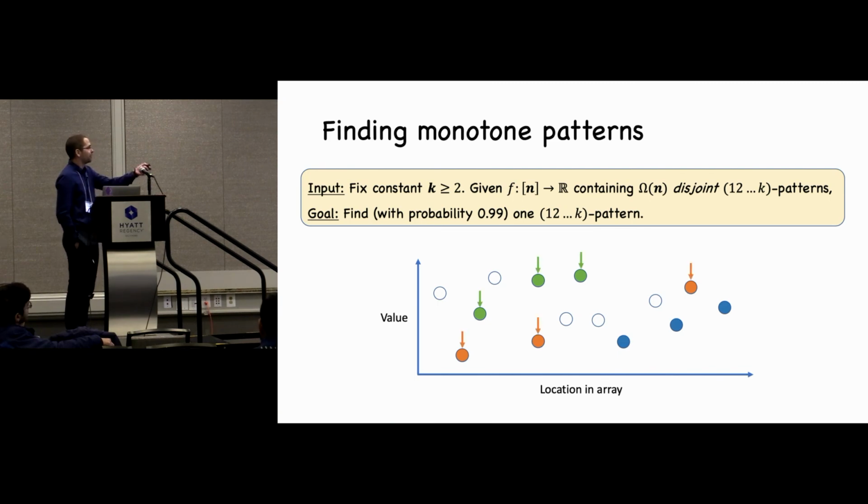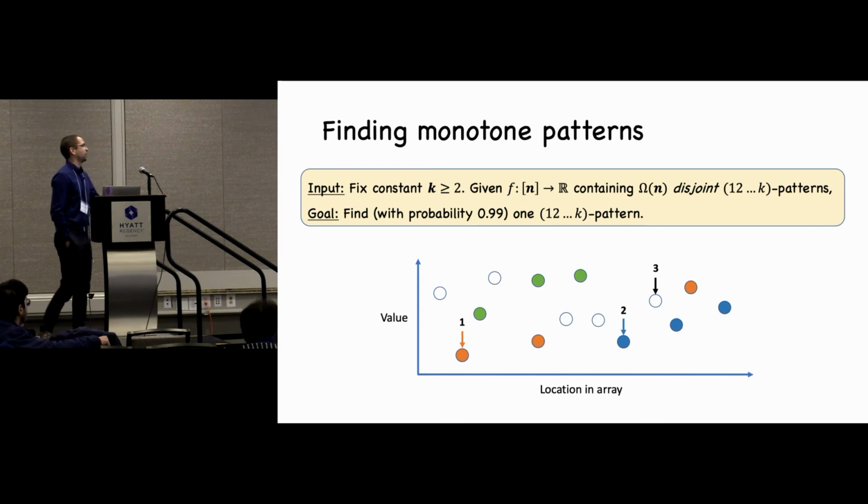So for example, here you see 3 disjoint copies of 1 up to 3 patterns, and we want to find one of them. It doesn't have to be one of the original disjoint copies, it doesn't even have to have all of its entries in these original copies. And this problem turns out to be connected to many other fundamental algorithmic problems, as we will see soon.